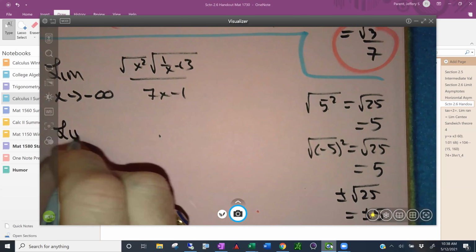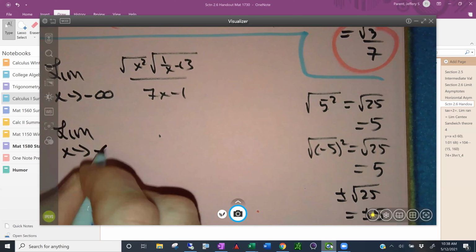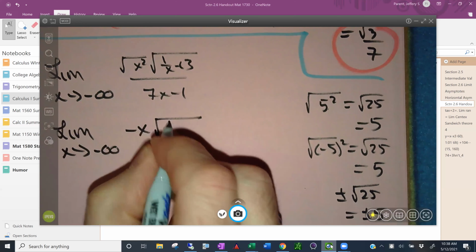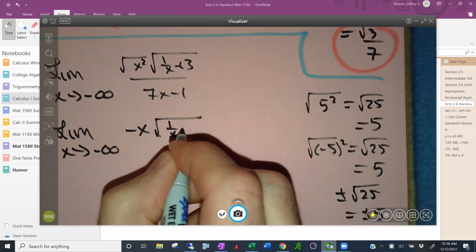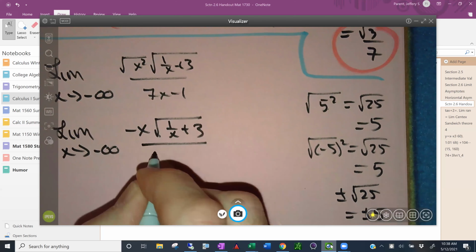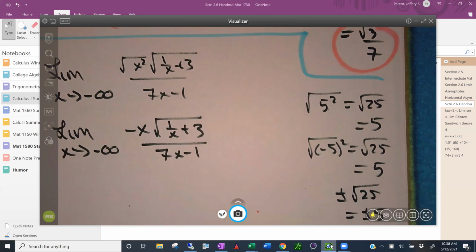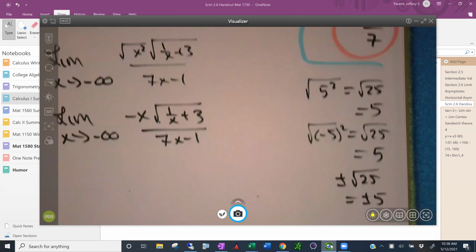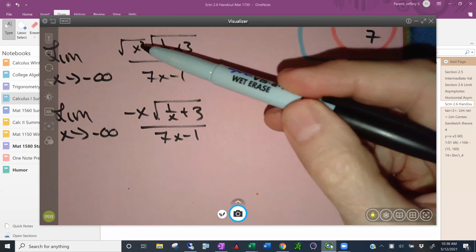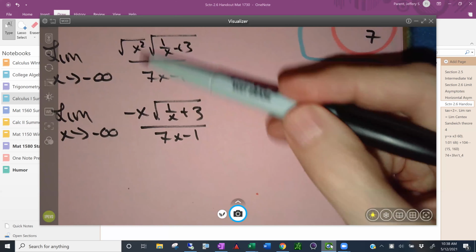So this is going to be the limit as x approaches negative infinity of negative x times the square root of 1 plus x, 1 over x plus 3 divided by 7x minus 1. So notice you've got a different sign here because you're simplifying this root and going towards negative infinity.